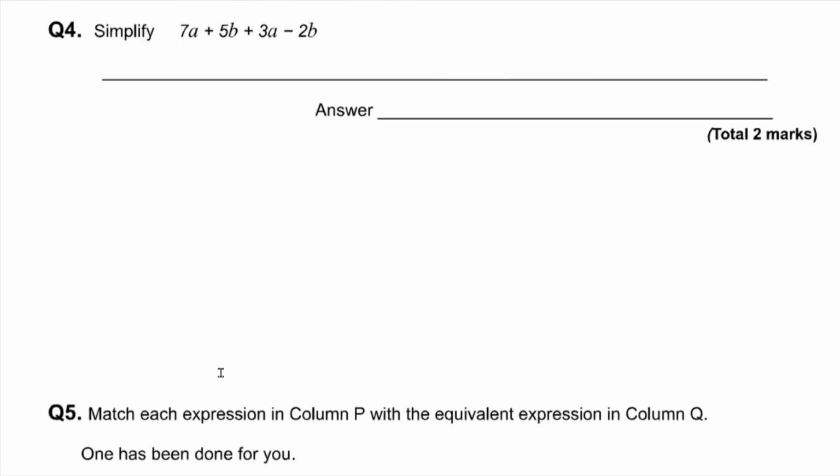Question 4, simplify 7a plus 5b plus 3a minus 2b. Again, I've got terms in a, 7a and 3a, and I've got terms in b, 5b and minus 2b. So combining the a's, 7a plus 3a, that's 10a, and combining the b's, I've got 5b take away 2b, that's 3b. Okay. So 10a plus 3b is the final answer for that one.